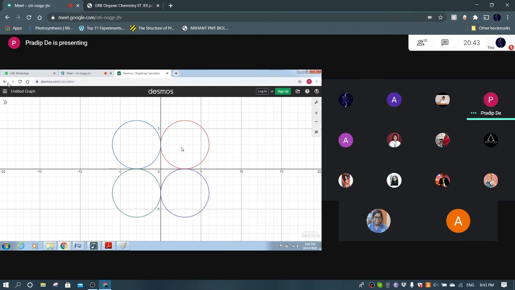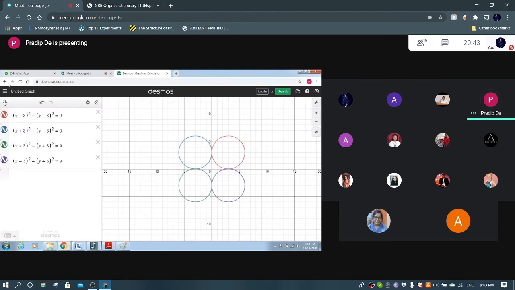So what is the equation of this circle? Center 3, 3, radius 3. Equation: x minus 3 whole square plus y minus 3 whole square is equal to 3 square. For the circle in the second quadrant, the center is at -3, +3, radius 3. So the equation is x plus 3 whole square plus y minus 3 whole square is equal to 3 square.